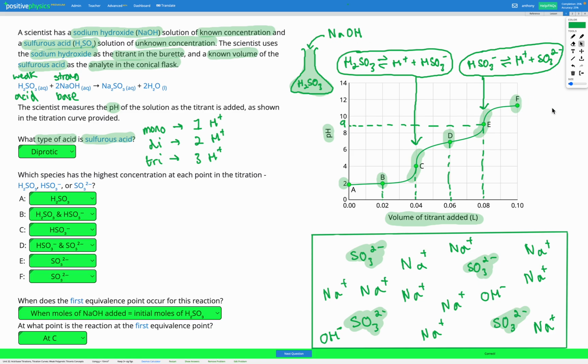If there's a third equivalence point, that's going to happen when the amount of base added is 3 times the initial amount of acid. Then we have our half equivalence points, which are halfway between each of those. And that tells us when half of our acid has been converted into its conjugate base. So that's why at points B and D, we have equal concentrations of an acid and its conjugate base.